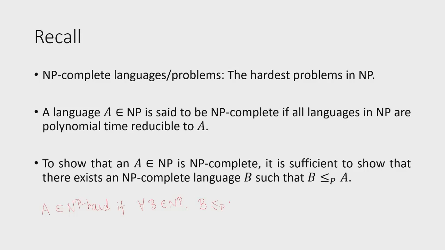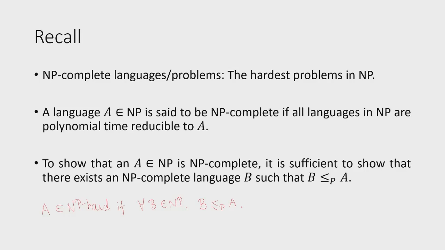B reduces to A in polynomial time. So this is the definition of NP hard languages. Certainly this A cannot be an element of P, provided P not equals NP. We still believe that P not equals NP, but we still don't have a proof.